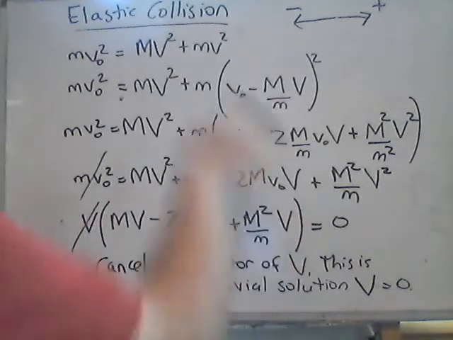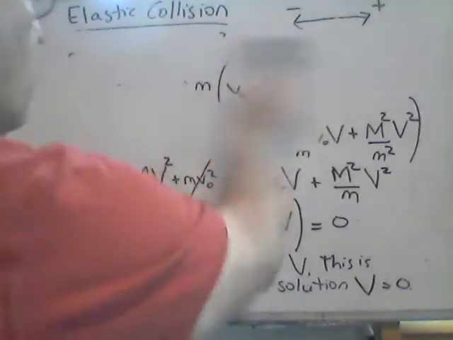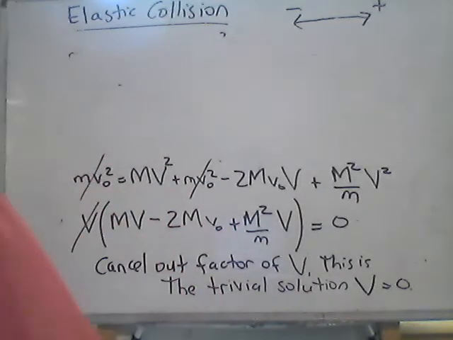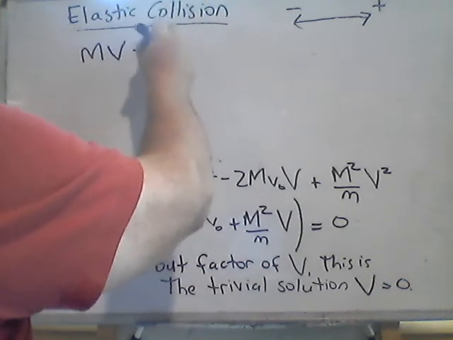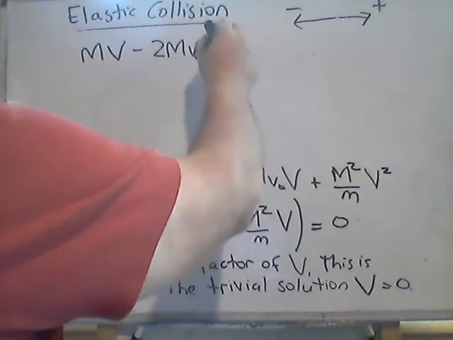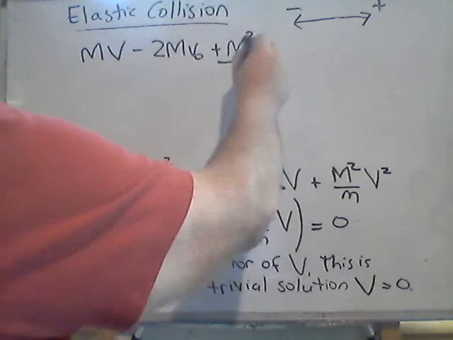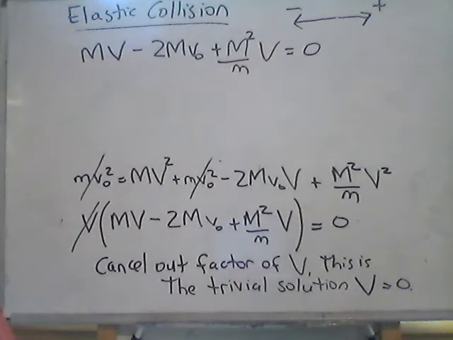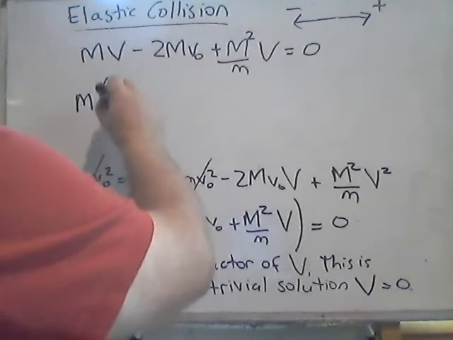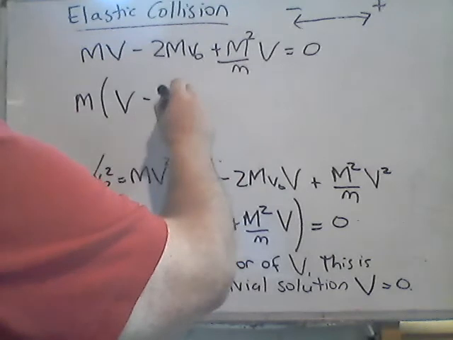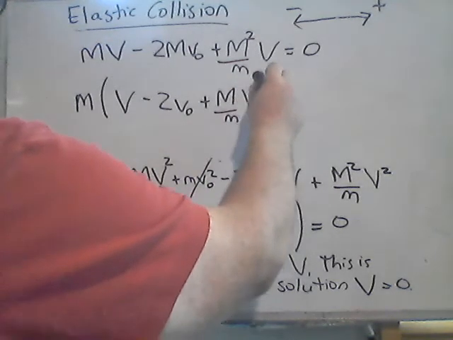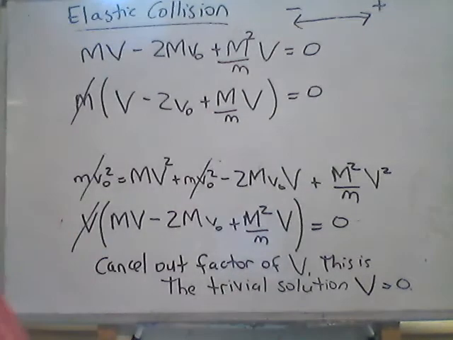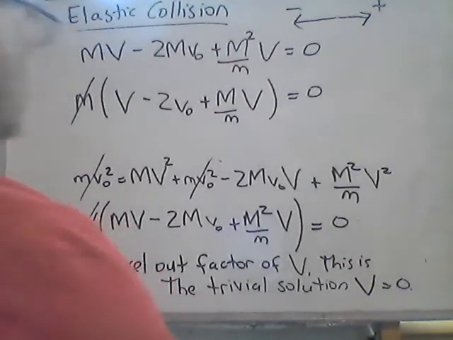So let's simplify things. Going to go back to the top. And find out that, well, now what do I have? What's left over is big M, big V minus 2 big M little v naught plus big M squared over little m times big V equals 0. I can actually factor out a capital M everywhere. So factoring out capital M, I get big V minus 2 little v naught plus big M over little m times big V equals 0. And I can factor that out as well. That's gone. All right, moving on.